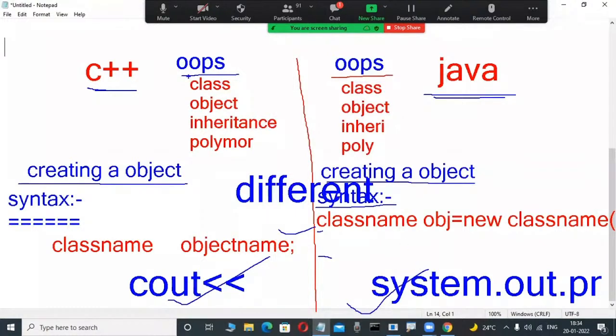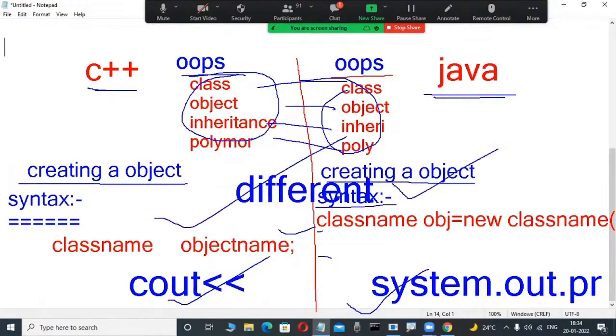But conceptually, the OOP concepts are the same or not? The same. What is a class? What is an object? What is inheritance? What is polymorphism? The same. But syntactically totally different. Why? Because those are two different languages, two different products from different companies. That's why the functions and the syntax are different.